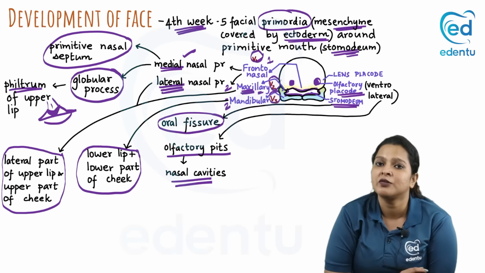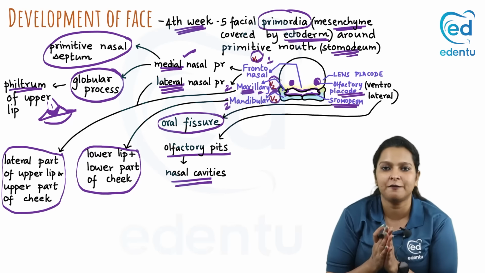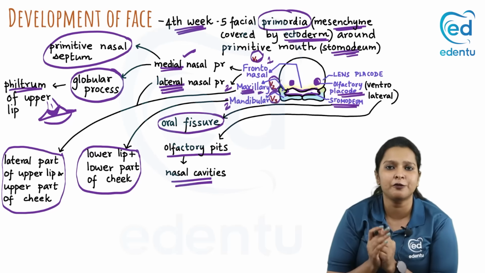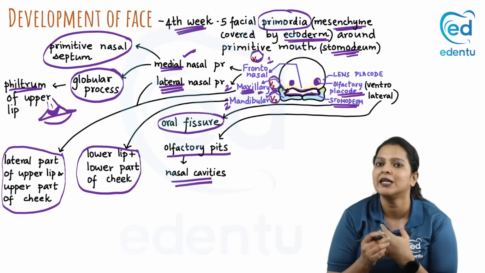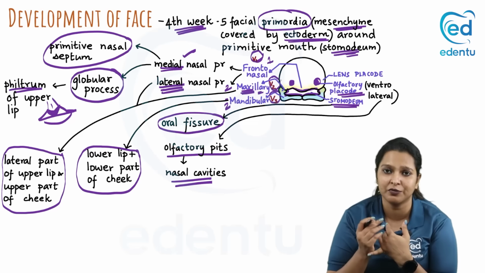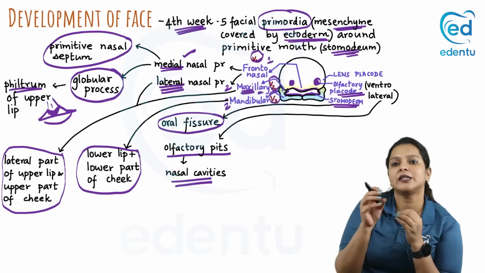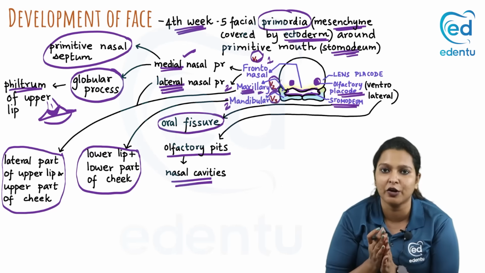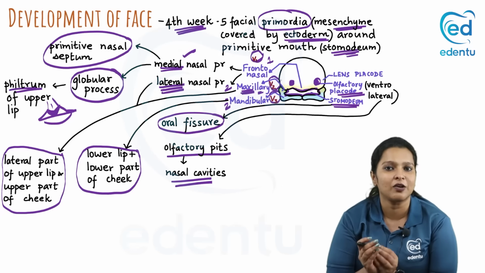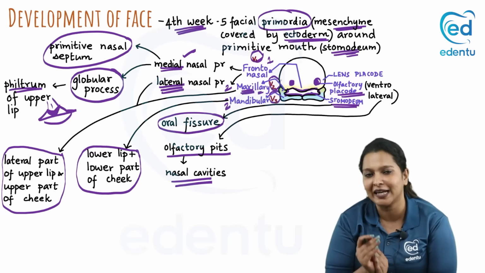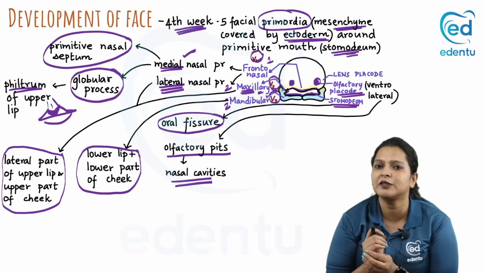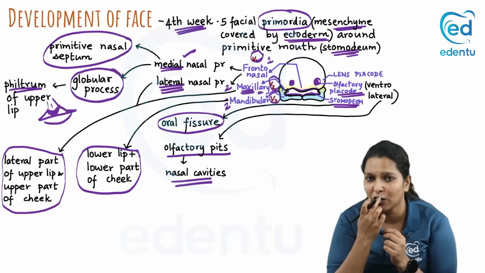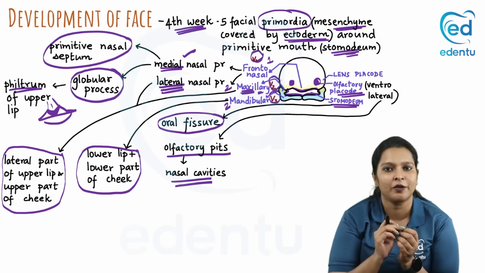So the outline is that you should know that there are 5 swellings: frontonasal process, maxillary and mandibular. In the frontonasal process, you have to remember that there is the olfactory placode that becomes the future nasal cavity. Based on the position of this olfactory placode, there are 2 processes in the frontonasal process, called the medial nasal process and lateral nasal process. What is the fate of this medial nasal process? It becomes the primitive nasal septum, and it has one globular part that becomes the philtrum of the upper lip.